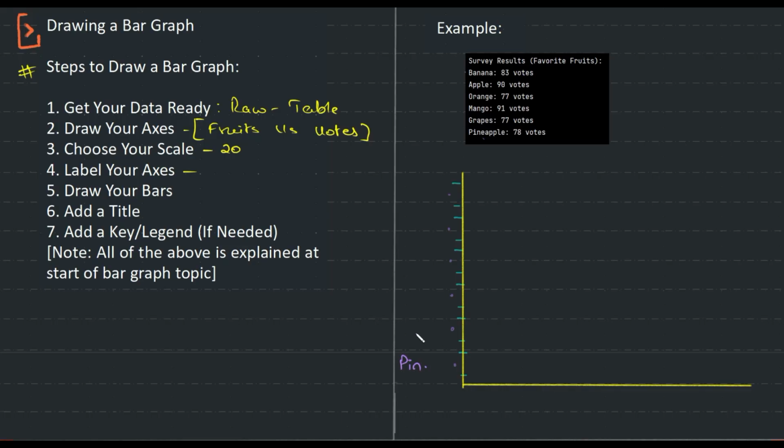So I'll write pineapple. That's my grapes. This is my mango. This is my orange. This is my apple. This is my banana.